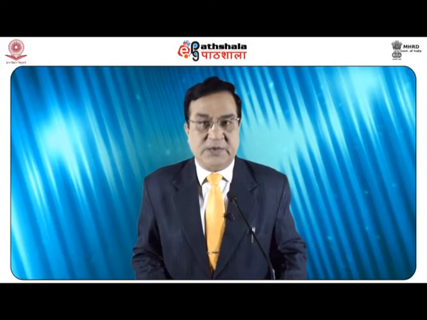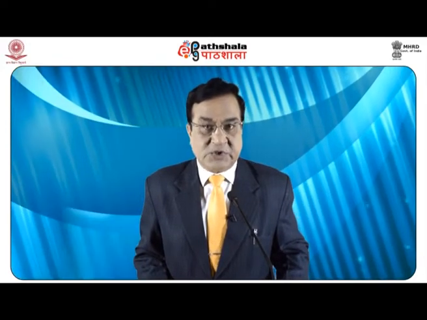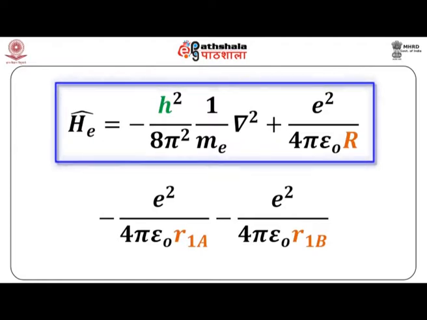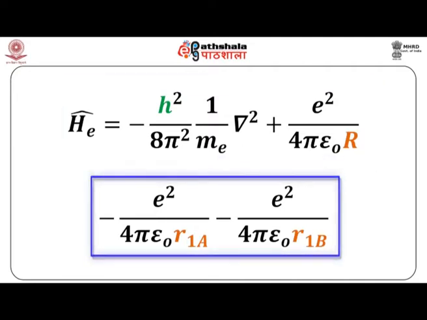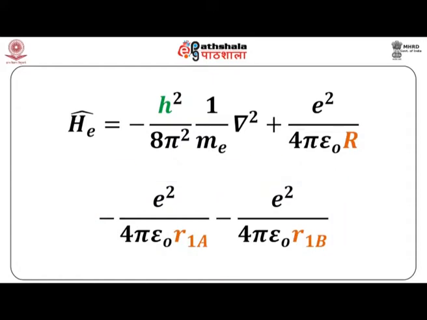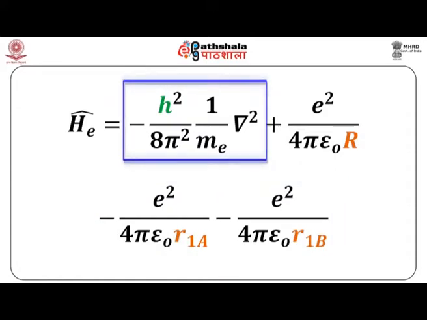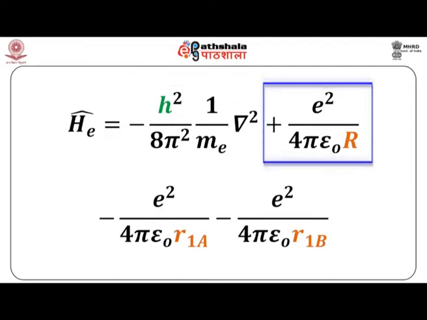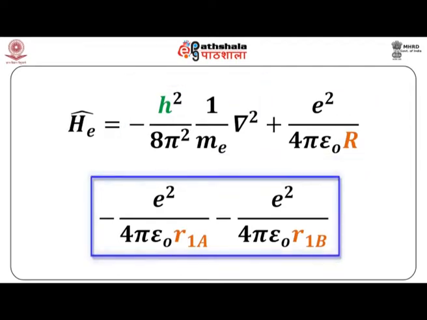have a new Hamiltonian which we will call the electronic Hamiltonian, He cap, which is minus h squared upon 8 pi squared m_e del squared, plus e squared upon 4 pi epsilon_0 R, minus e squared upon 4 pi epsilon_0 r_1A, minus e squared upon 4 pi epsilon_0 r_1B. So the first term here is the kinetic energy of the electron, whereas the second term represents the nuclear repulsion term, and the last 2 terms are basically electron-nucleus attraction terms.